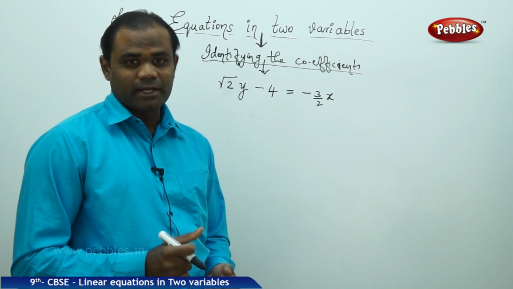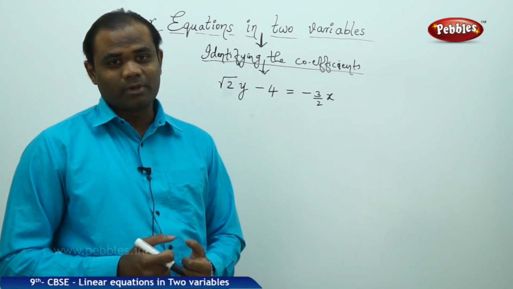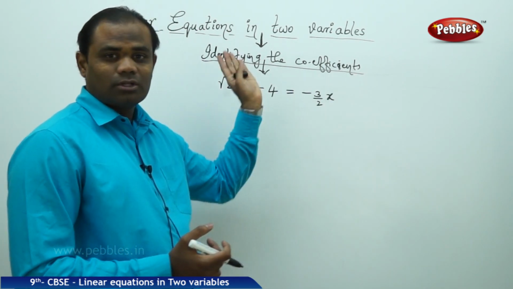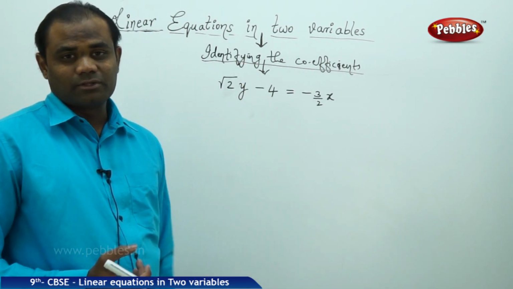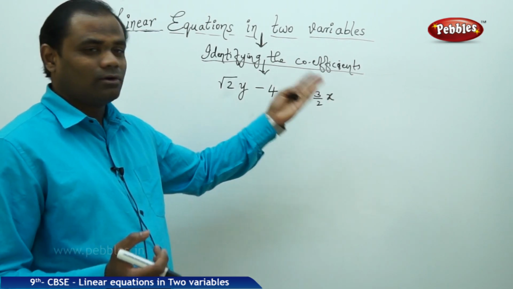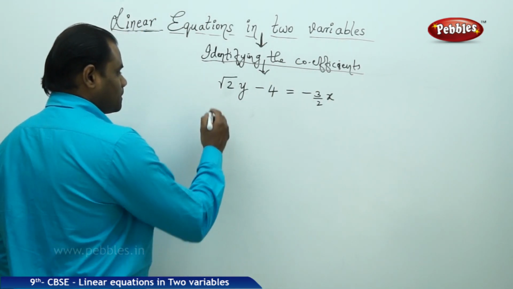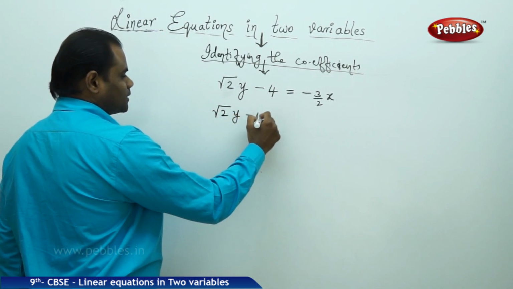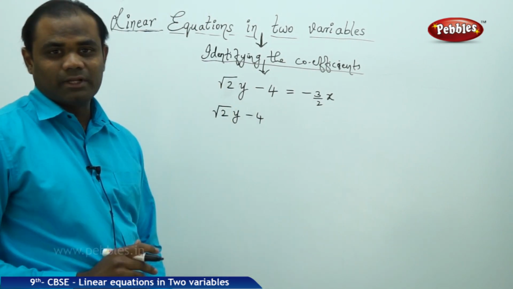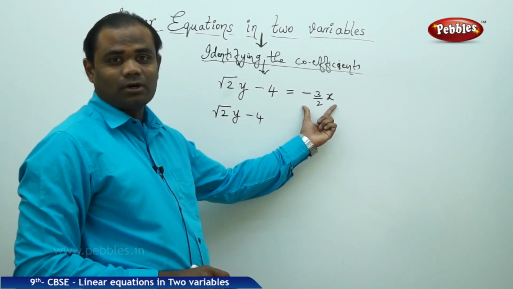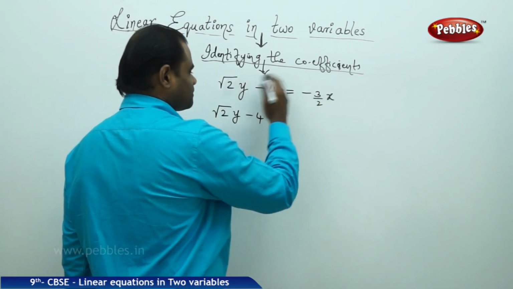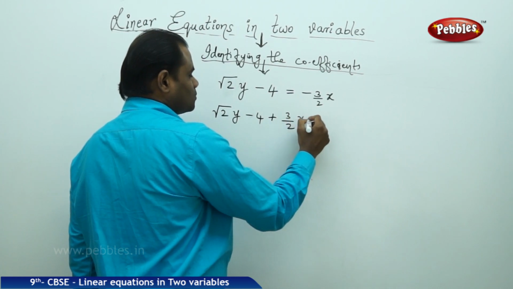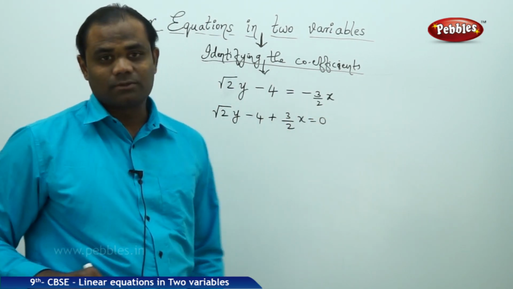Initially, for expressing this into the general form ax plus by plus c equal to 0, the first thing is bringing all the terms to the left and equating to 0. Let's see how we can bring all the terms to the left. This can be simplified by taking this minus 3/2x to the left, because I want only 0 on the right hand side. So minus 3/2x when brought here becomes plus 3/2x equal to 0.